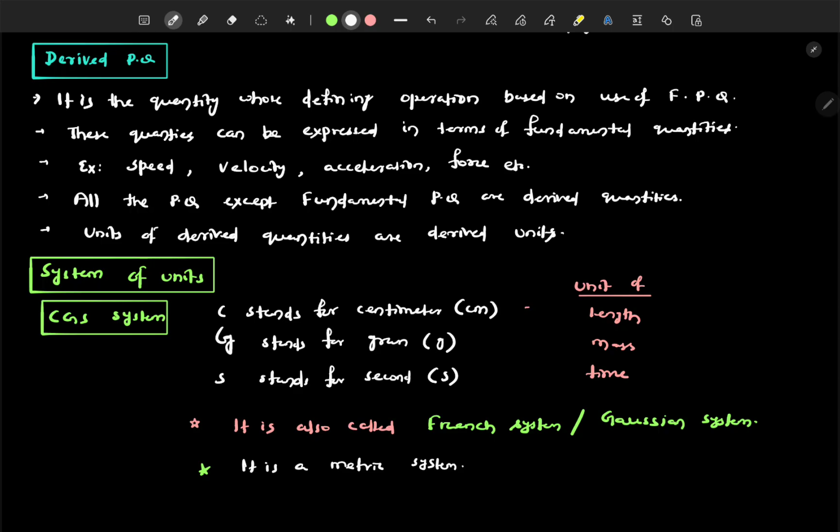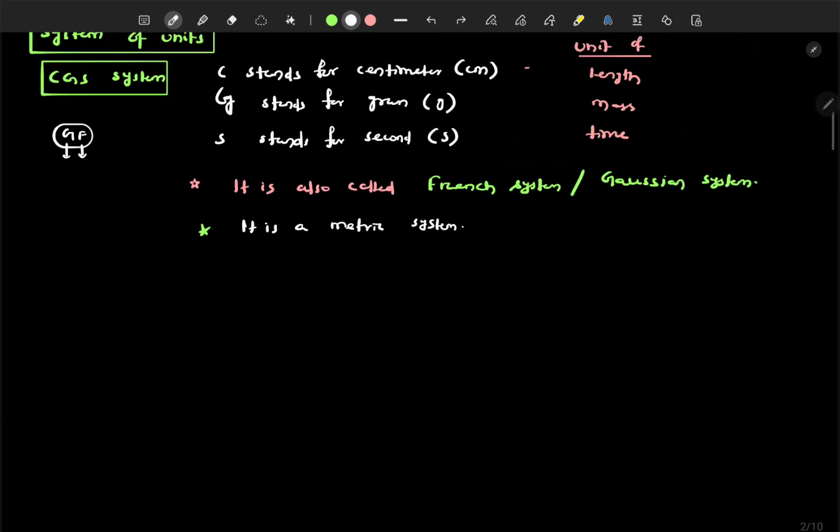In the CGS system, to remember its other names, you can remember the word GF. GF means girlfriend. So G for Gaussian and F for French. Also G for CGS. Shortly you remember GF: G for Gaussian and F for French system.